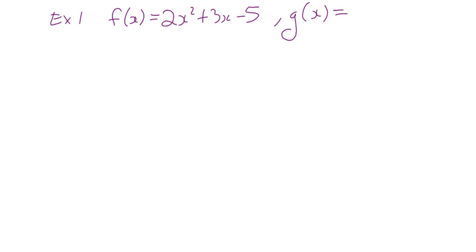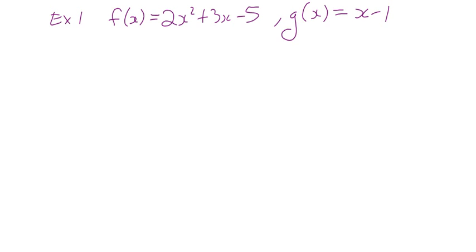Okay, let's do some examples. Given, so we have a function definition, I'll try and actually read this correctly today: f of x equals 2x squared plus 3x minus 5, and g of x is equal to x minus 1. Then we're going to do a couple of things.